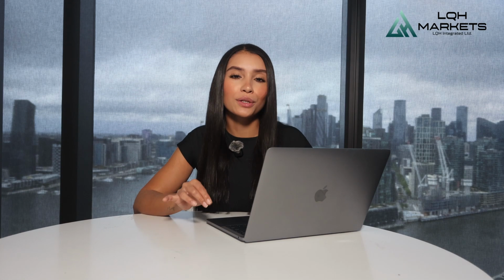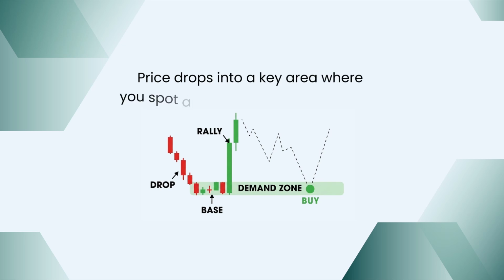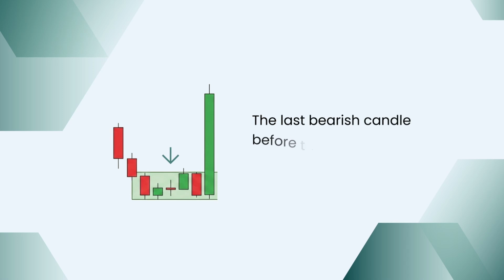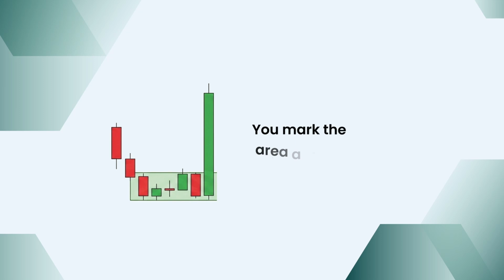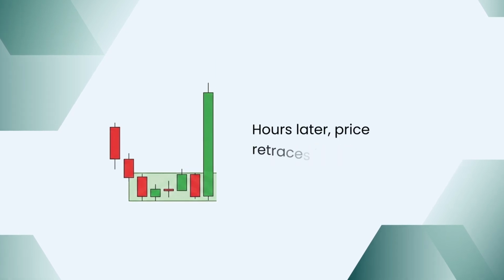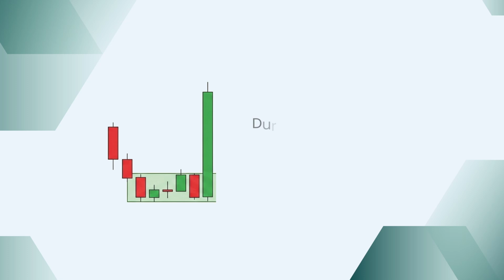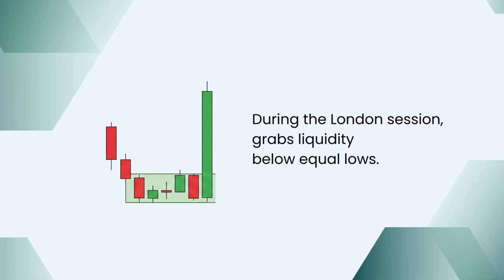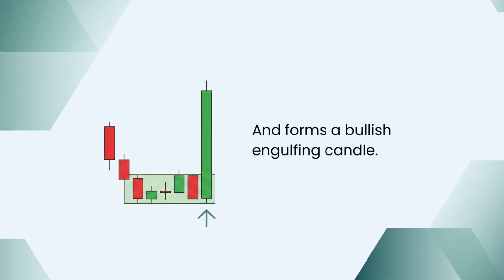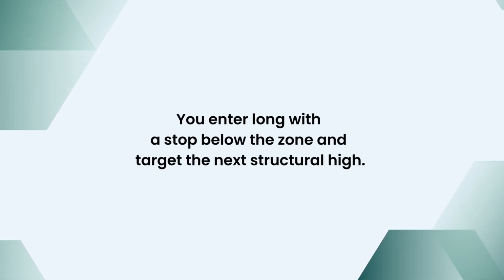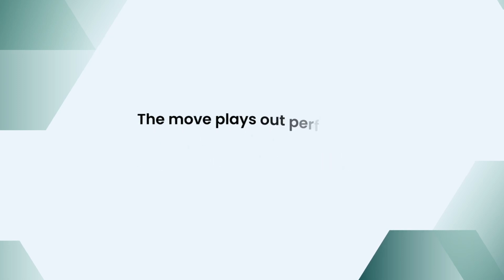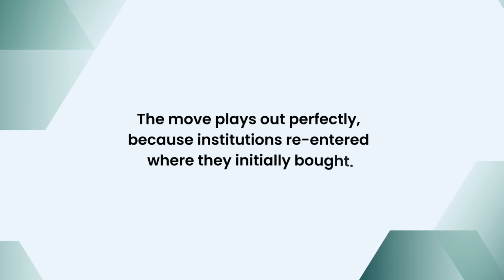Let's say you're watching EUR/USD. Price drops into a key area where you spot a drop-base-rally formation. The last bearish candle before the rally becomes your demand zone. You mark the area and wait. Hours later, price retraces back into it. During the London session, it grabs liquidity below equal lows and forms a bullish engulfing candle. You enter long with a stop below the zone and target the next structural high. The move plays out perfectly because institutions re-enter where they initially bought.